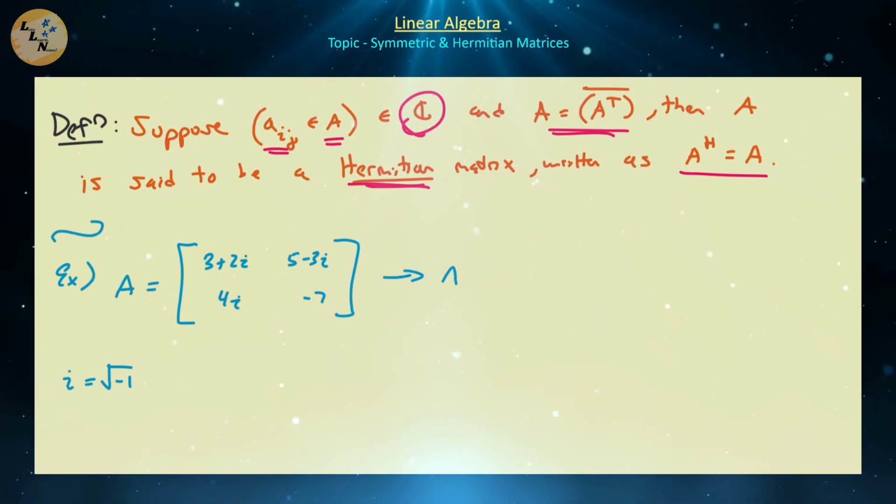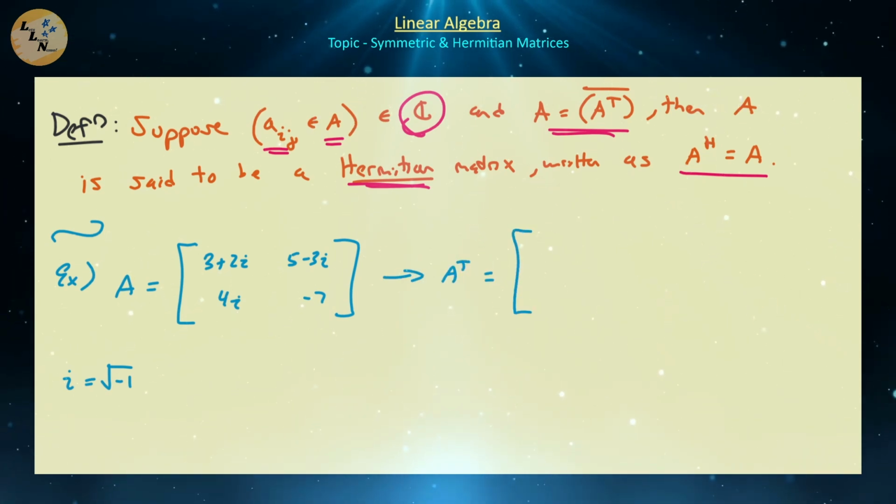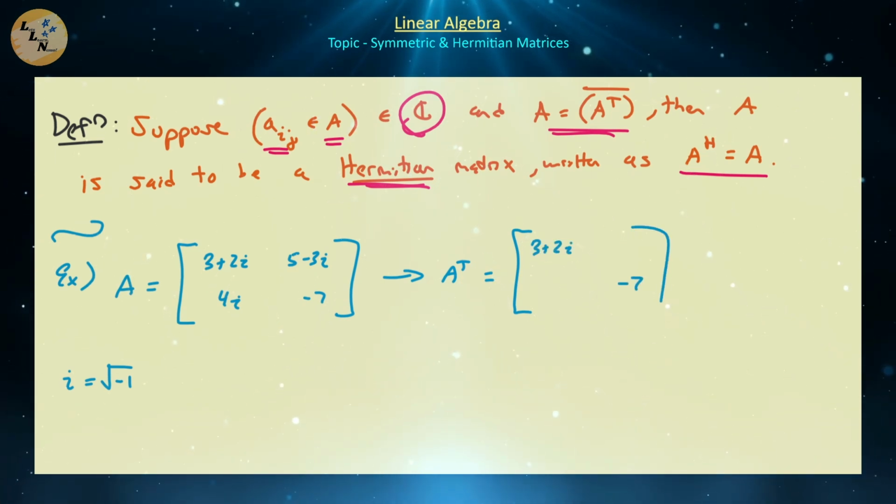So once we take the transpose of this, the transpose of that is going to be equal to what? So the diagonal entries are going to remain fixed, and the off-diagonal entries are going to switch positions. So we're going to have 5 minus 3i in that position and 4i in that position.